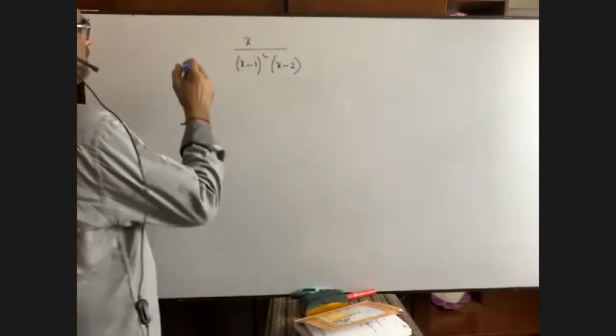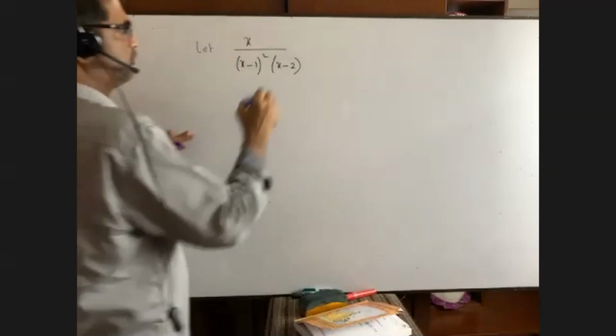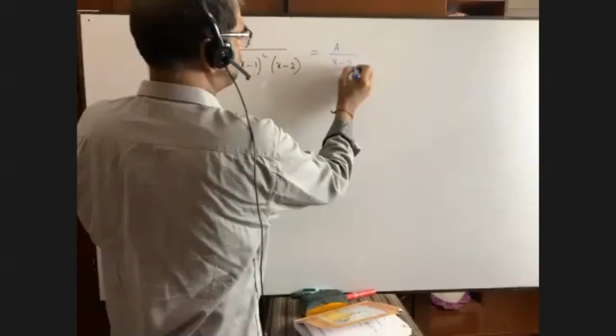Understand. Write down, let this equal to... what can be written? A by x minus 2, right?